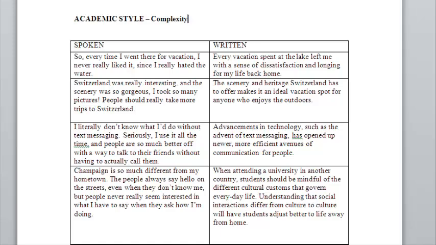So you might revise it like this: "The scenery and heritage Switzerland has to offer makes it an ideal vacation spot for anyone who enjoys the outdoors." So I've worded it in such a way that it no longer directly addresses me as the writer, which is a way to include third person in your essay, to kind of distance it from you as the writer. And also the exclamation point I took out.